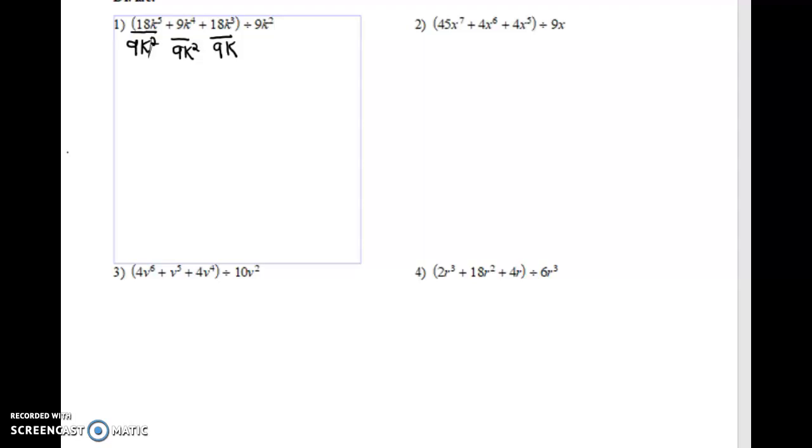subtraction rule. So 9 goes into 18, what's that? 2 times. K5, K2, you're going to subtract, so that would be K to the third. Next one, 9 over 9, they basically cancel each other out. So 4, K4 minus K2, so that would be K to the second. And then the last one, 9 goes into 18, 2 times.